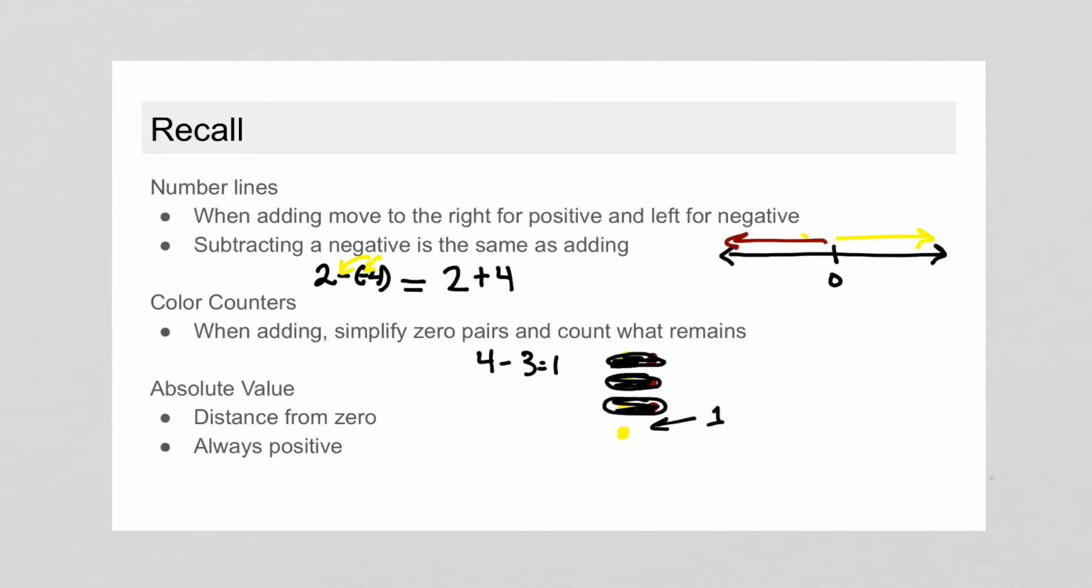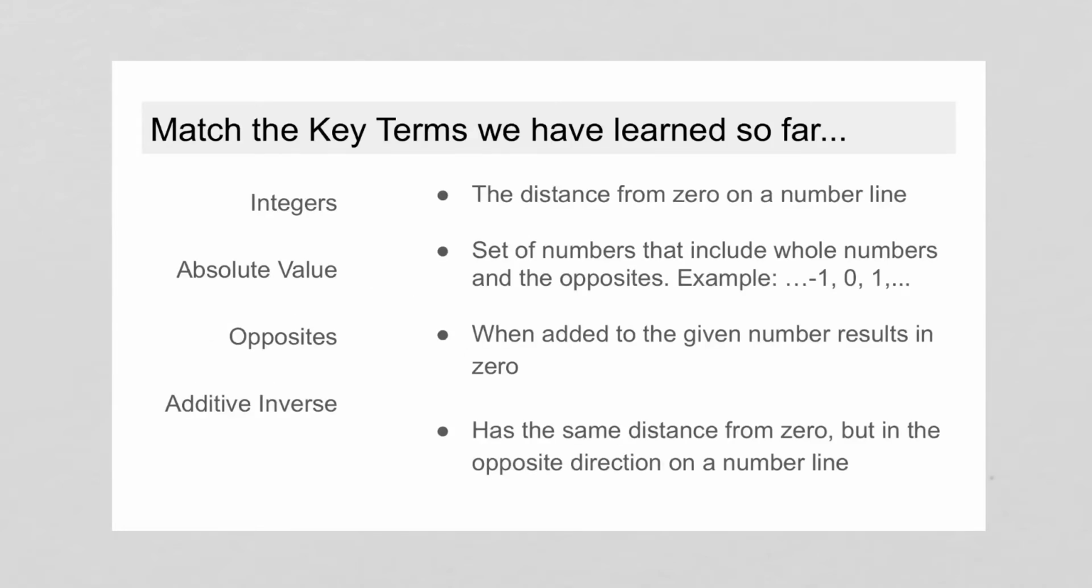And then absolute value, what I want you to remember from that: absolute value is the distance from 0, and it is always positive. So let's match the key terms from what we've learned so far.